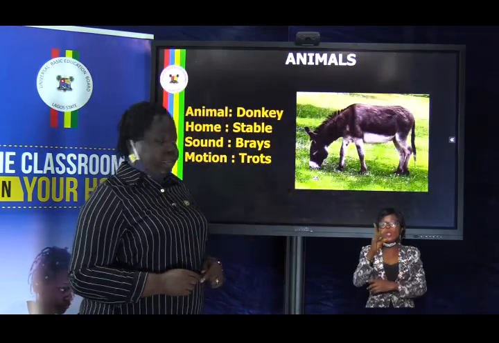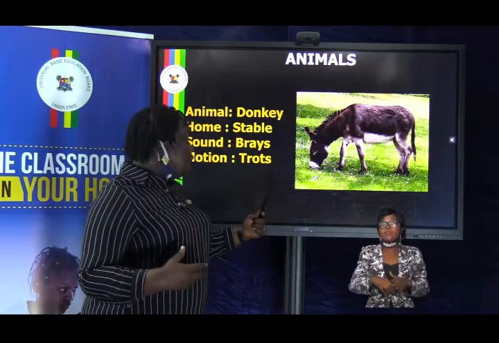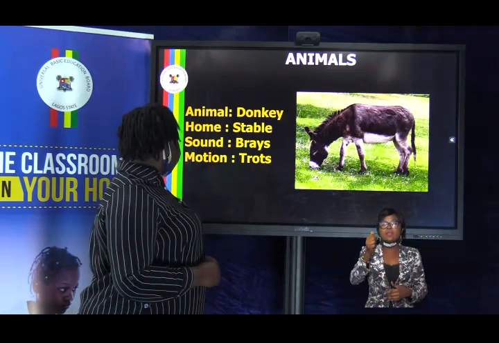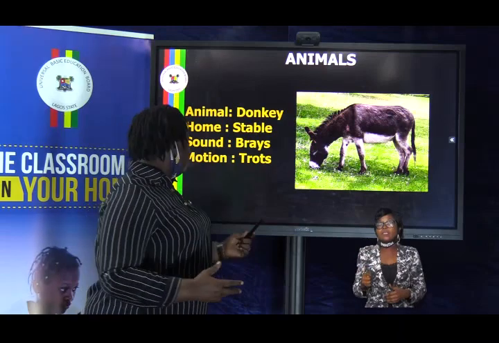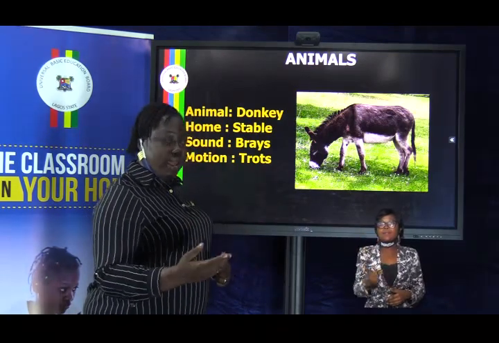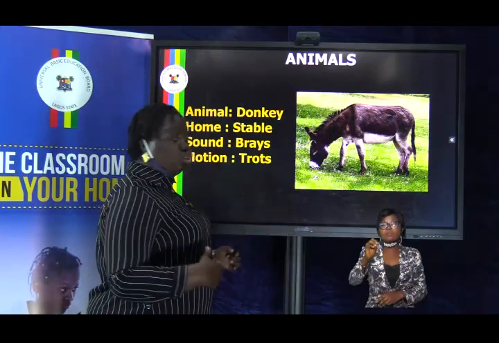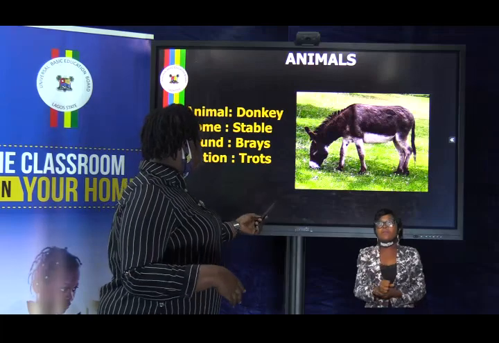This is a donkey. A donkey lives in a stable. Its house is called a stable. The type of sound is called braying. A donkey brays, B-R-A-Y-S. It brays. And the kind of motion, how it moves, is called trotting. A donkey trots.